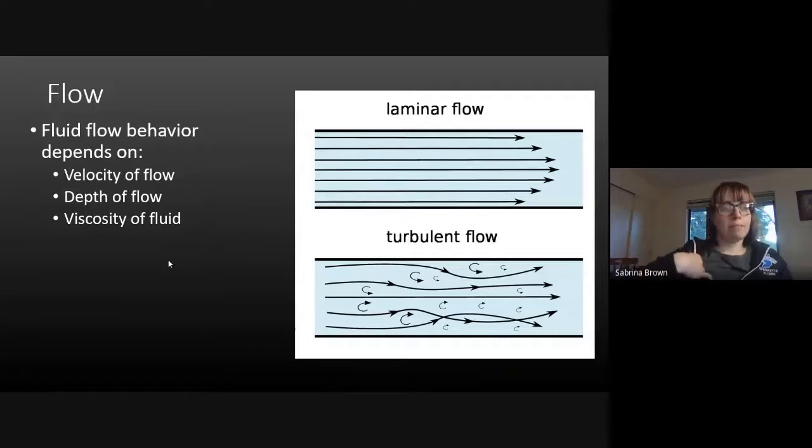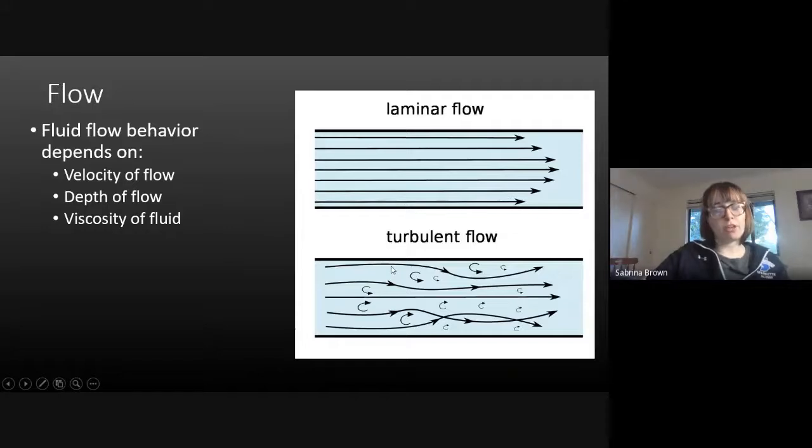Flow is a fancy way to talk about how a fluid behaves. The flow of a fluid depends on how fast it's moving, right? Its velocity, the depth of the flow in the river, and the viscosity of the fluid. And there's two main types of flow. We have something called laminar flow, and we have something called turbulent flow.